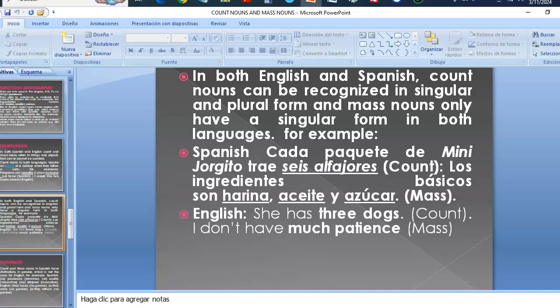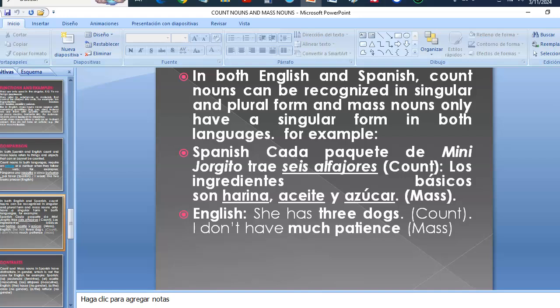Countable nouns in English and Spanish are available in singular and plural forms, whereas mass nouns are only available in singular forms in both languages. And here you have several examples. "Cada paquete de mini Jorgito trae 6 alfajores," where 6 alfajores is in plural, therefore it is a countable noun. "Los ingredientes básicos son harina, aceite y azúcar," in which harina, aceite y azúcar are in singular, but because they are substances, they are mass nouns. They don't have a plural form.